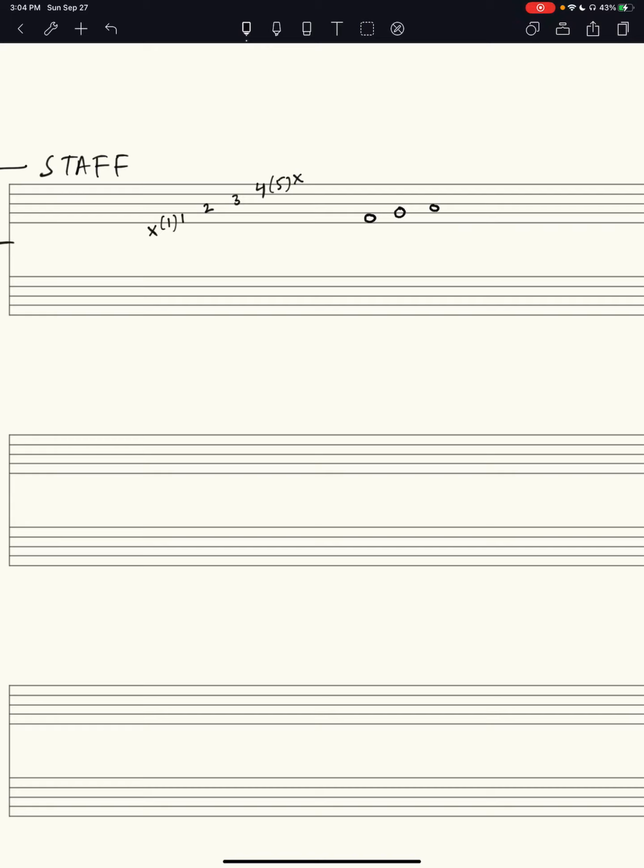So what do you remember about the intervallic properties as we move from a space to an adjacent line, and similarly, from a line to an adjacent space? Well, all of these are steps, which are sizes of 2. So just like we did with the lines, that means you can conclude that from a space to the next adjacent space is a skip, or a size of 3.